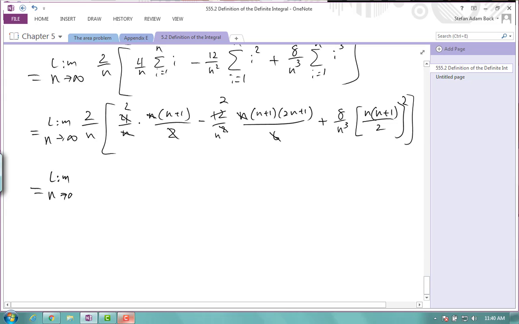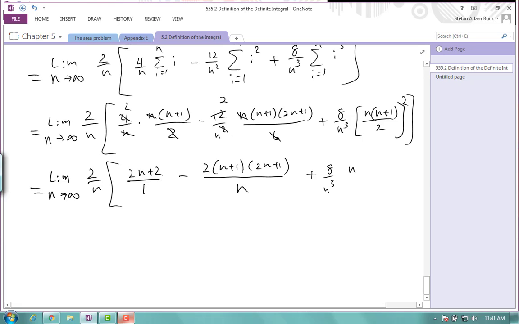So let's try to clean some of this up. I have 2 over n. I'm left with 2n plus 2 in the first term over 1. We'll keep that. Minus 2 times (n plus 1)(2n plus 1) all over n, plus 8 over n cubed times n squared times (n plus 1) squared all over 4.